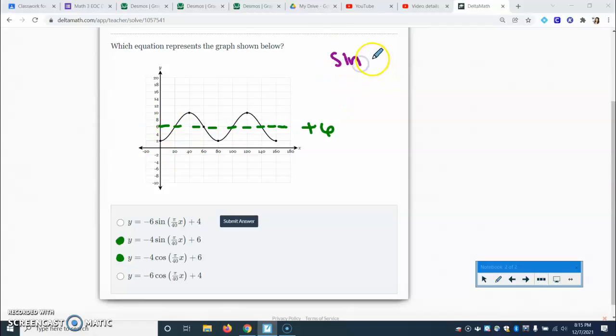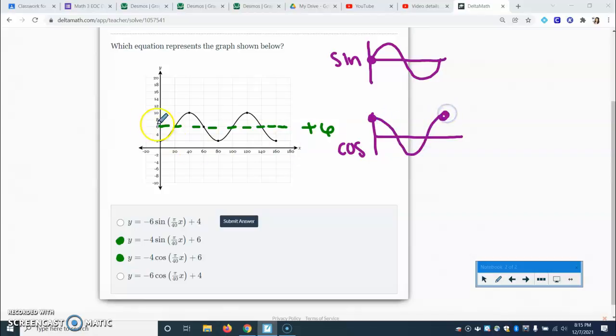You kind of have to know what their original graphs look like. Sine always starts in the middle, goes up, and comes back down originally. Cosine, on the other hand, has a maximum, goes down, and up to another maximum. So here's my y-axis. That's kind of what I need to look at. This goes down, and then up, and then down. So that looks more like a cosine graph. It looks like a cosine graph that I flipped upside down.